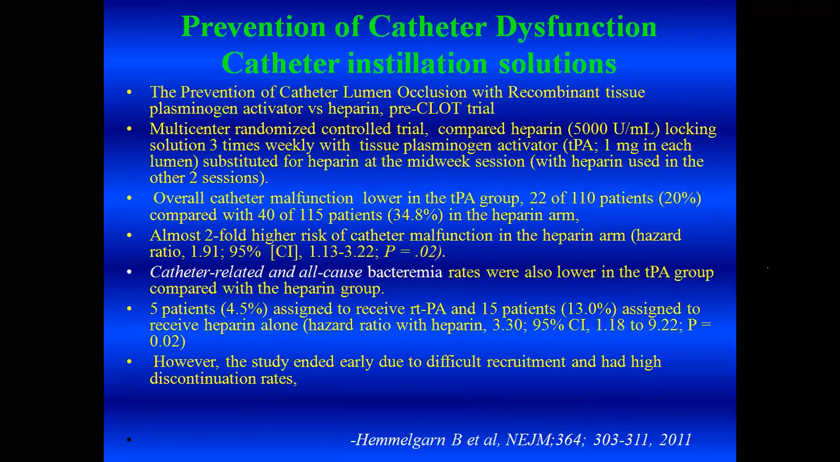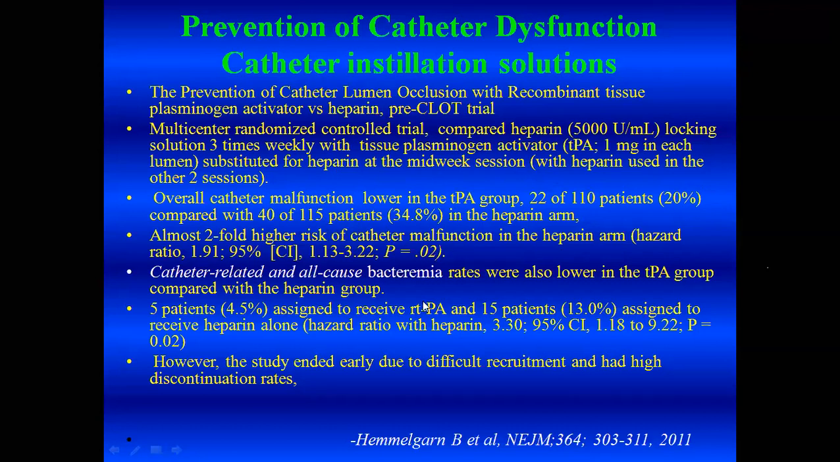So can we prevent catheter dysfunction by using solutions other than heparin? The pre-clot study was published in the New England Journal of Medicine about 10 years ago, where at the midweek dialysis they used tissue plasminogen activator to lock the catheter, whereas at the first and the last dialysis of the week they used heparin. The control group got heparin in all three, and overall catheter malfunction was significantly lower in the TPA group as compared to the heparin group.